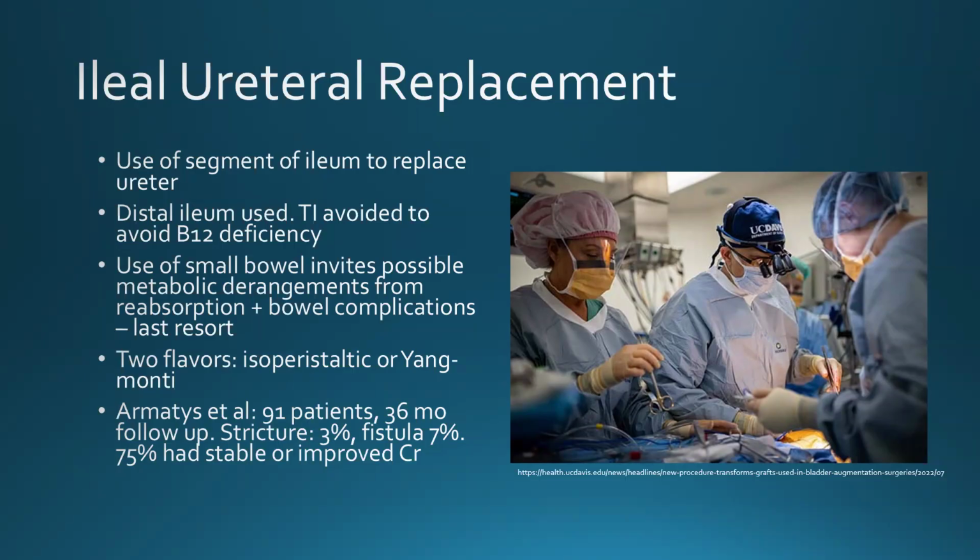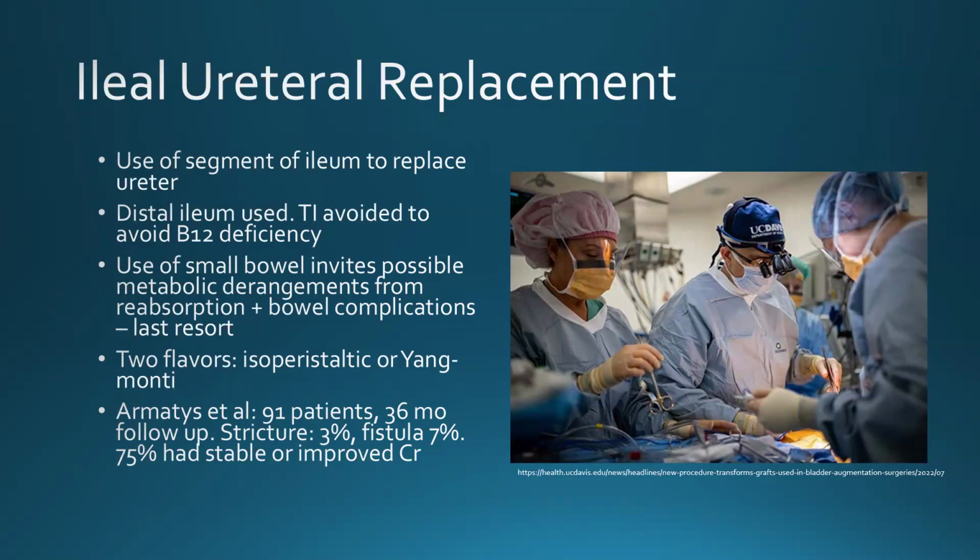Of course, anytime we utilize bowel, this can potentially invite possible metabolic derangements from reabsorption complications. And also the patient can have bowel complications like ileus and potential leak. And so really the use of ileal tissue as a ureteral replacement tends to be kind of a last resort technique when other types of ureteral repair or mobilization of the bladder really isn't very feasible or possible.